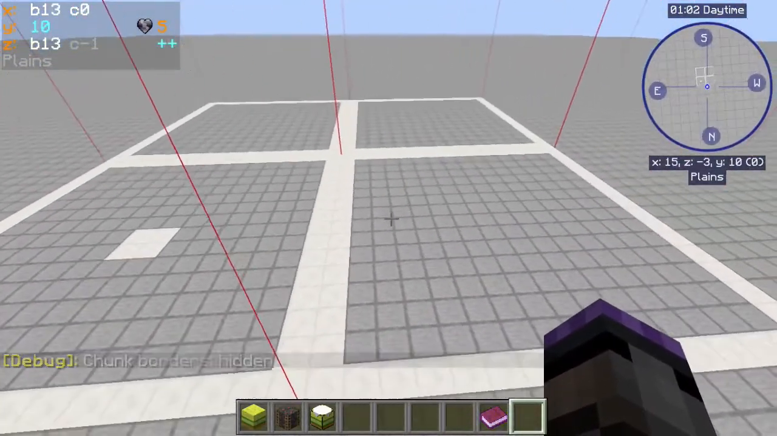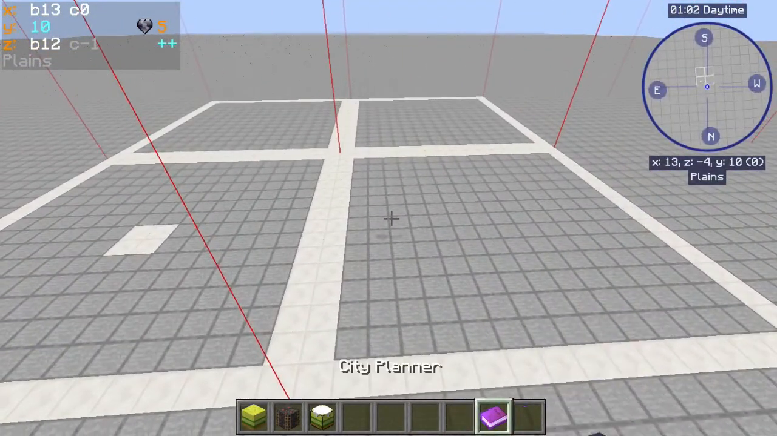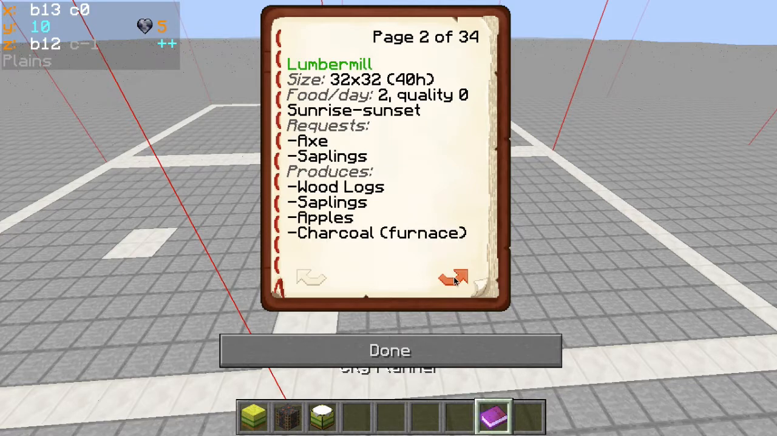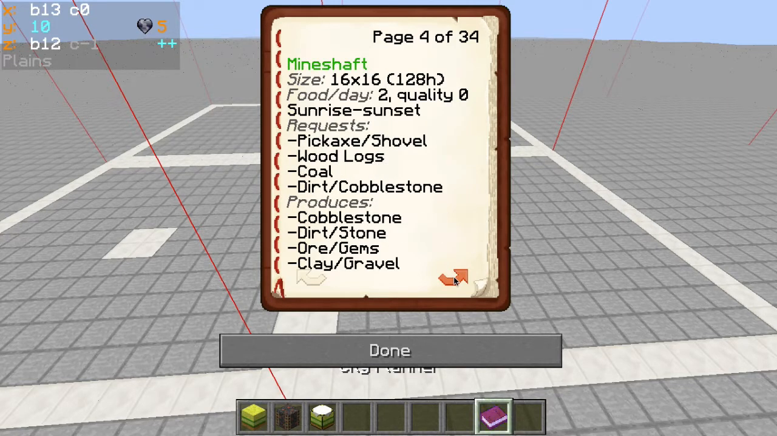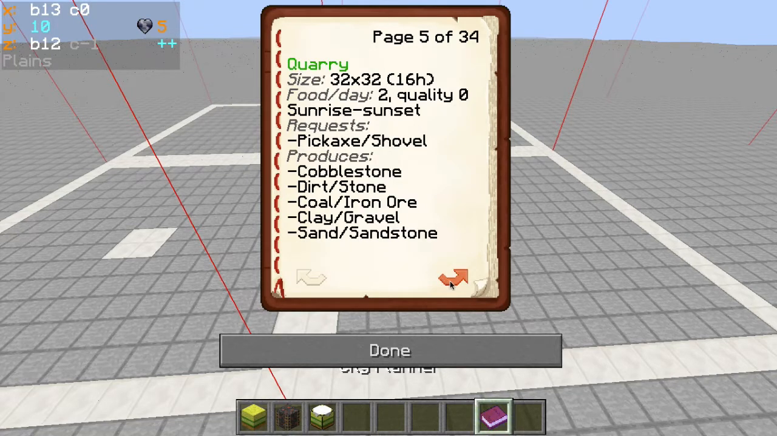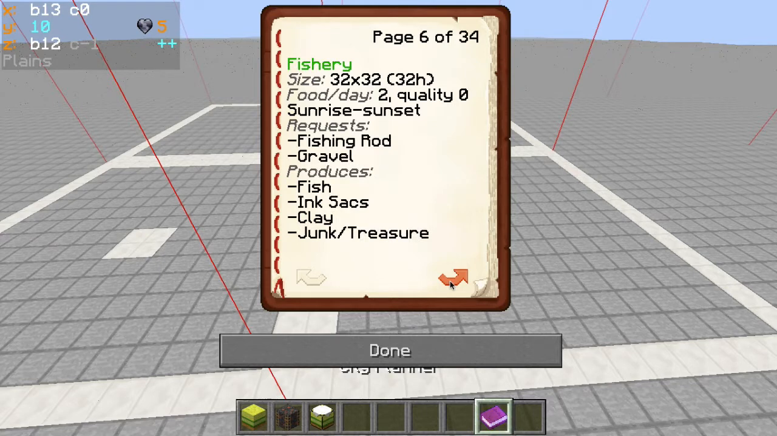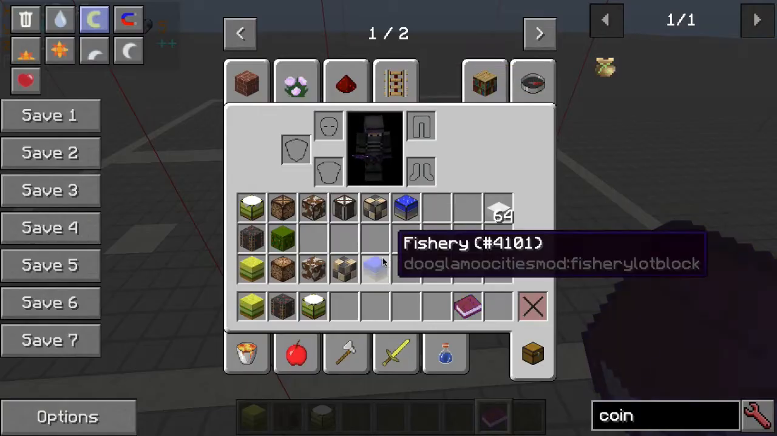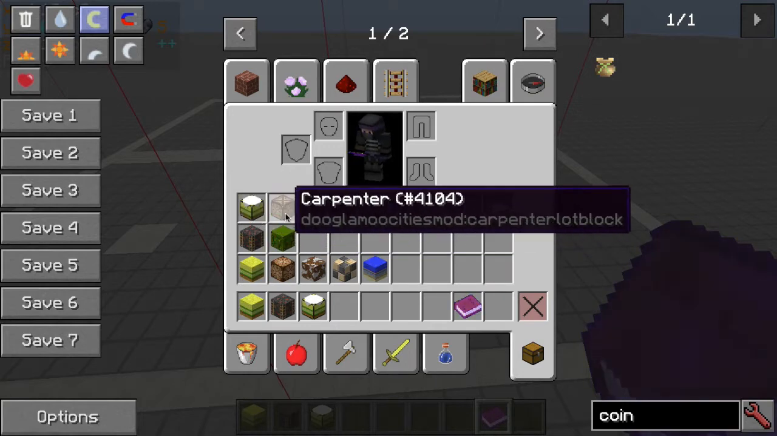Now, blocks themselves, as it's shown in the city planning guide here, take up a certain amount of area. And there's kind of the outdoor industries like the farm, which take up a 32 by 32, the lumber mill 32 by 32, ranch 32 by 32. But a mine shaft is 16 by 16. Quarry is 32 by 32, fishery, all of those. So I won't go over all of them. And then the garden also is 16 by 16. So you can see here I've broken them down according to their size.